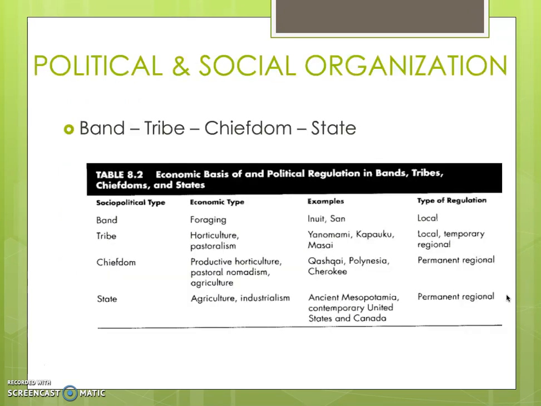So early anthropologists, not early, I'd say like mid-20th century, really started to look at how certain kinds of political and social organizations start to embed inequality and hierarchy in them. And we call this the band, tribe, chiefdom, state configuration.